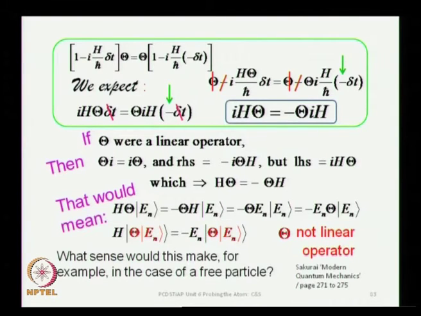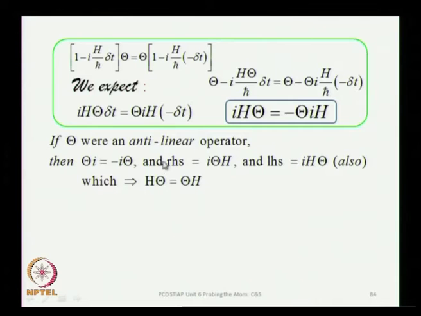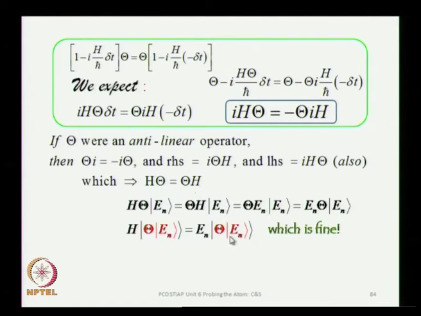So, now just to be careful, let us assume that theta is not linear, but it is antilinear. What it means is that when you write i to the left of theta, it would change its sign. Now, if you did that, then on the right hand side i would change its sign, and then you will get i theta h, and the left hand side is i h theta. So, you get h theta equal to theta h, and now you get theta E_n, the time reversed state, to be an eigenstate of the Hamiltonian belonging to the same eigenvalue, which is fine. So, there is no problem with this.